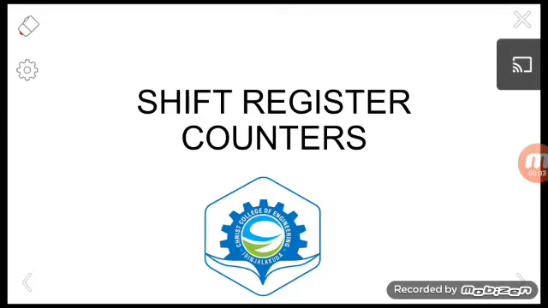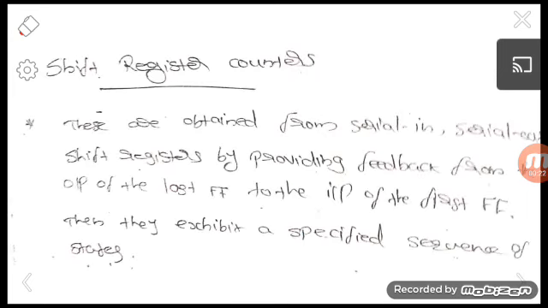Hi all. In this video, we will discuss shift register counters. In the last video, we learned different types of counters, that is asynchronous counters and synchronous counters. Also, shift registers can be used as counters, and these are obtained from the serial in, serial out shift registers.